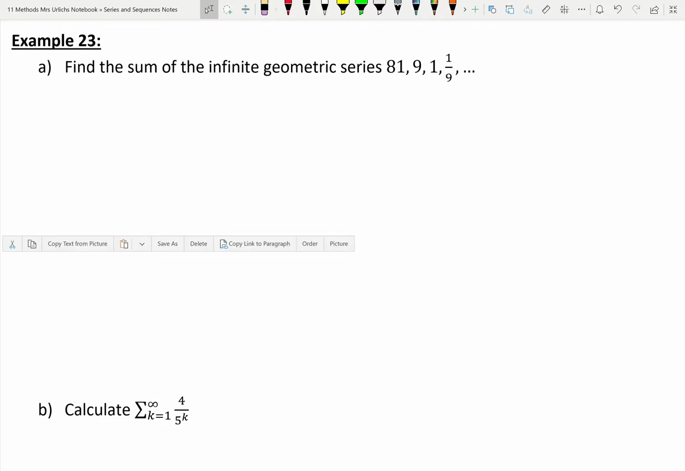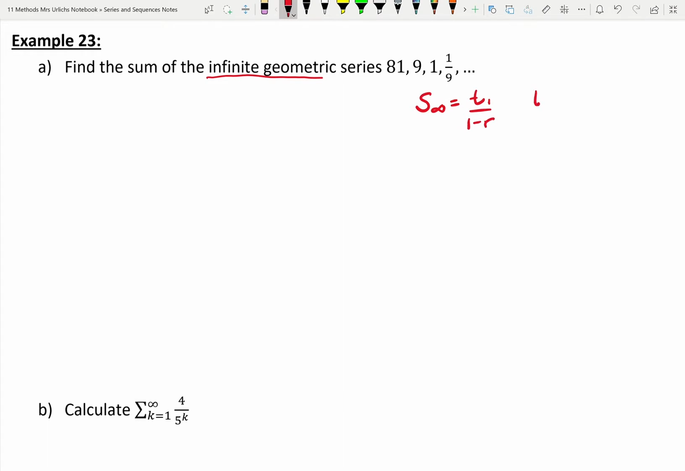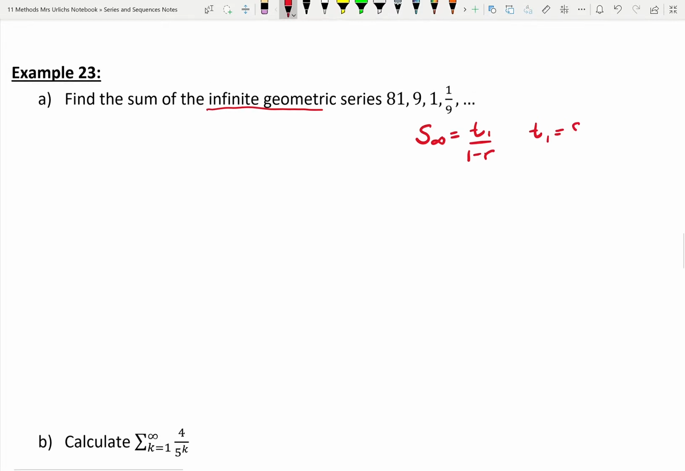For this example, we're being asked to find the sum of the infinite geometric series 81, 9, 1, 1/9. So firstly, we need to remind ourselves of the formula. The sum to infinity is T1 on 1 minus R. And so we need T1, which in this case is 81, and we need R, which in this case is 1/9.